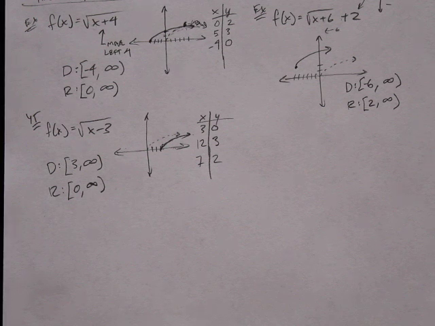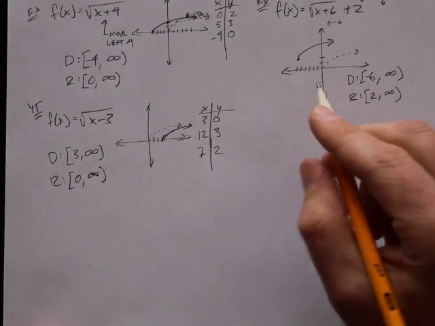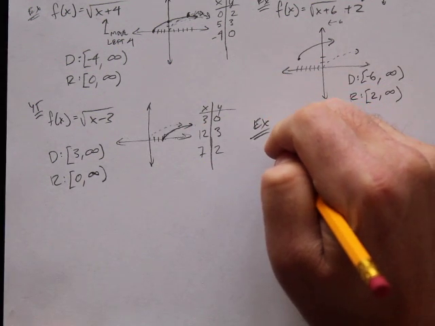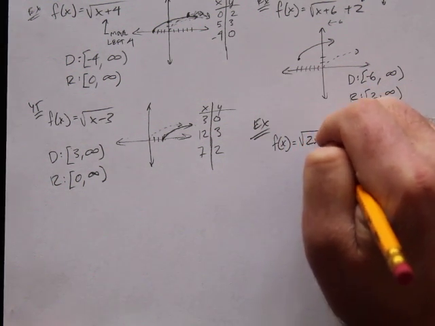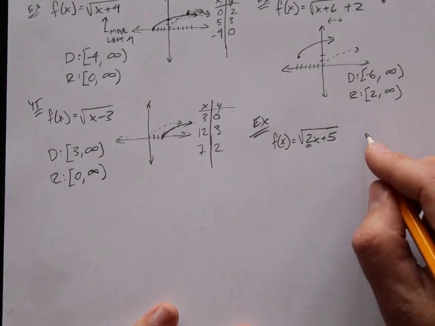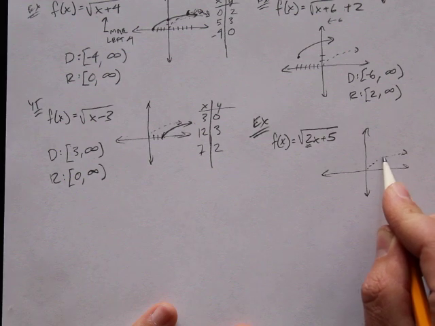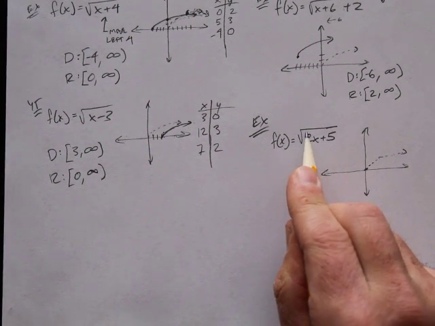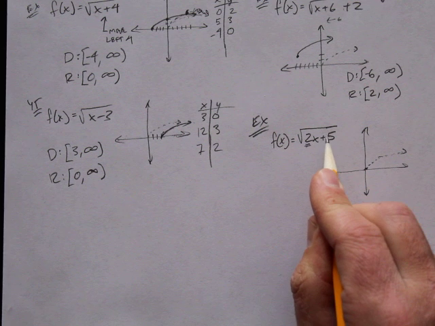Okay, we need to do one more example here, because you need to see one other type of situation. I've got f of x equals the square root of 2x plus 5. Notice here I've got a number next to x being multiplied by the x. My parent graph looks like all the other ones. Now I need to figure out where the starting point is going to be. If this 2 wasn't here, I would just go to the left 5, and that would be my new starting point. But I've got 2x plus 5.